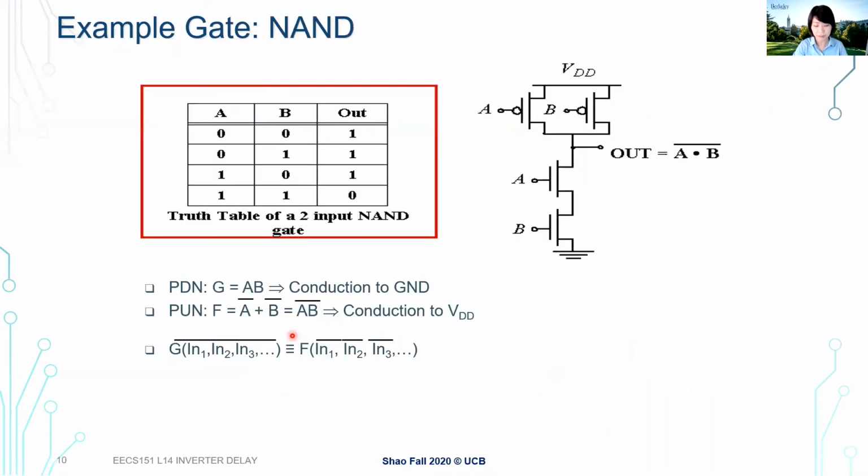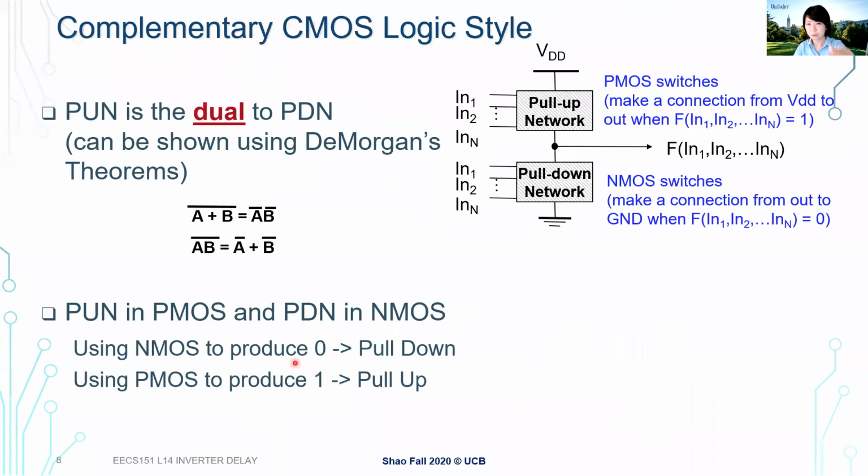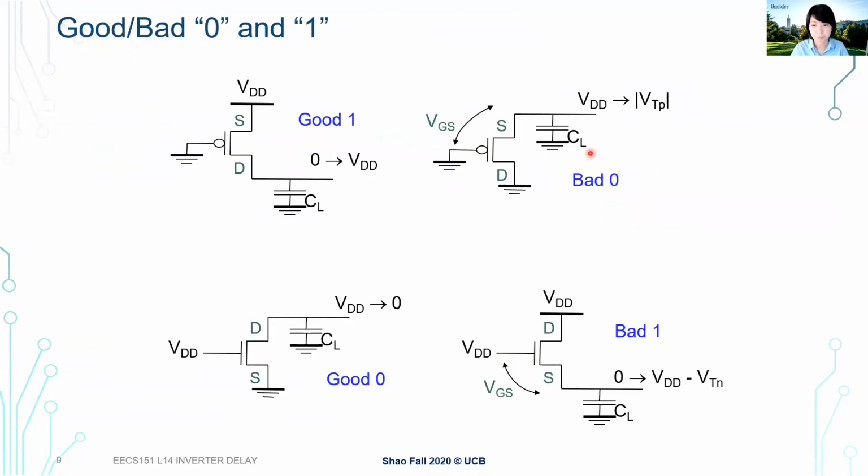So with that, go back to here. The way we design a CMOS circuit, it always has 2 parts. We always use NMOS to pull down to produce a strong 0, to really get a 0. Then we use PMOS to pull up to produce a strong 1. So with this, we can get both a strong 0 and a strong 1.